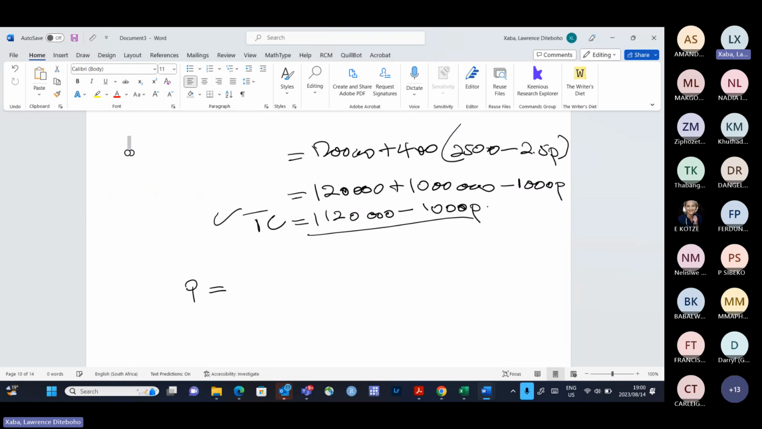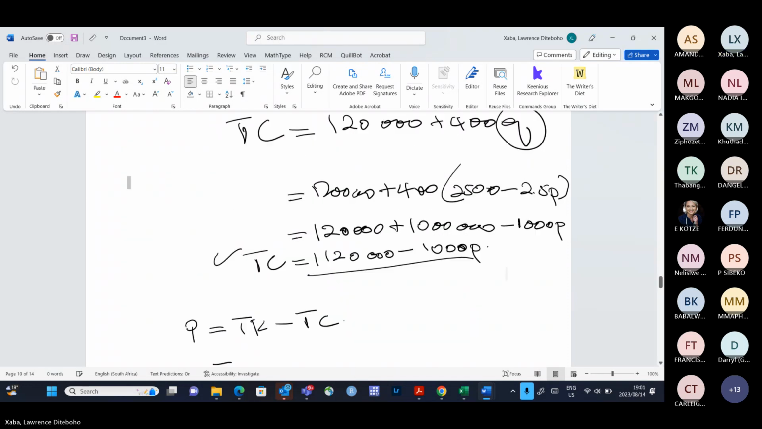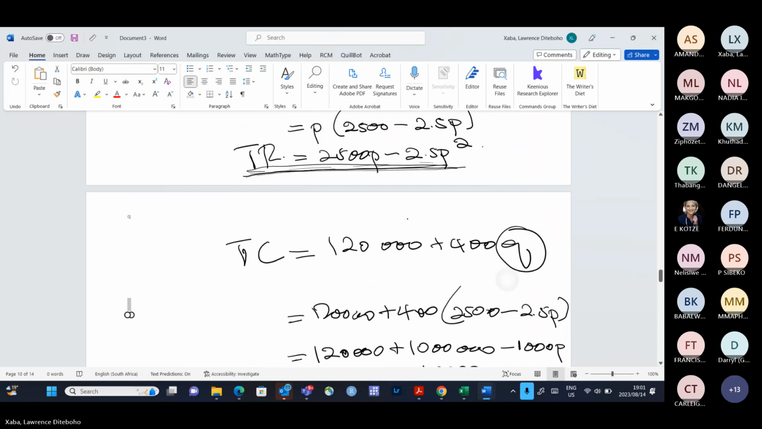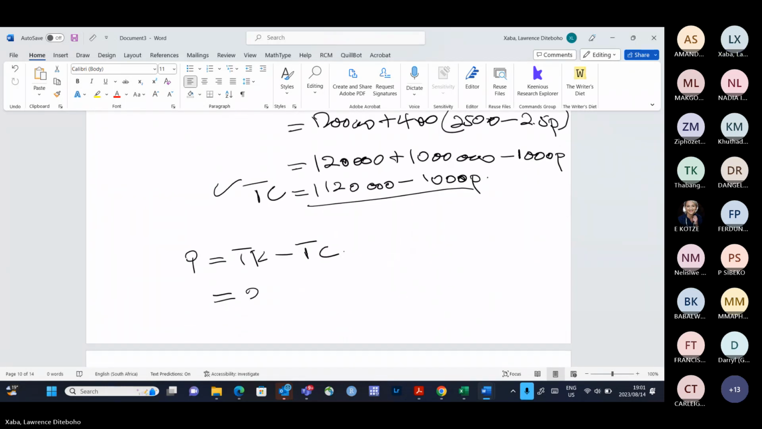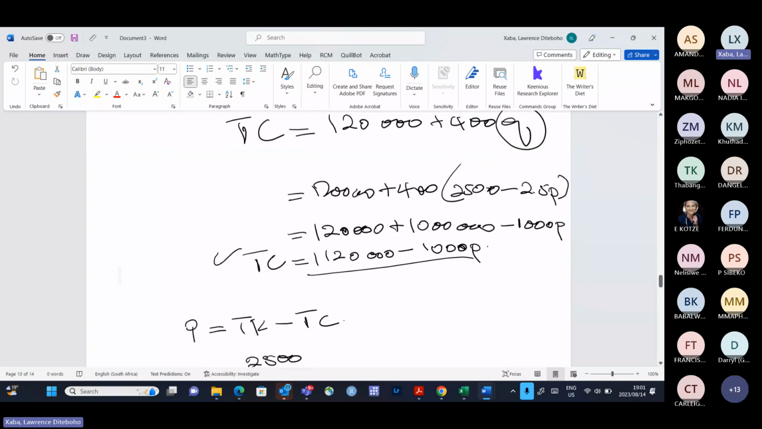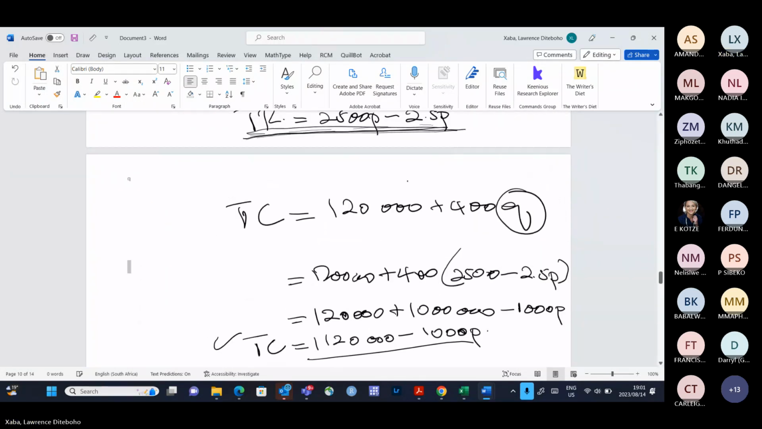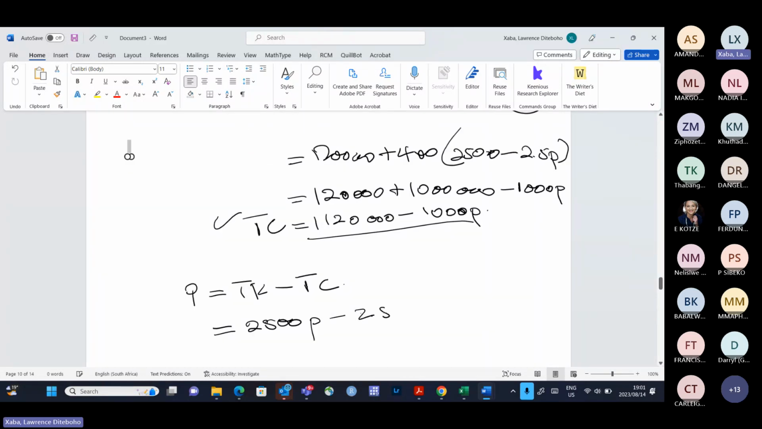We say P equals TR minus TC, where we have 2,500P minus 2.5P squared minus, open brackets, 1120 minus 1,000P, close brackets.